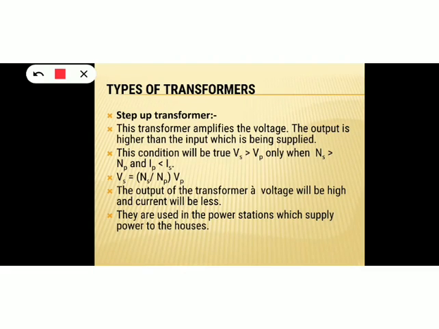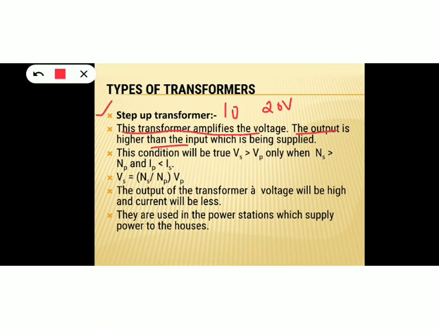Next we can discuss the types of transformers. There are mainly two types of transformers. One is the step-up transformer. Step up means this transformer increases or amplifies the voltage. That means if we give 10 volts at the input end, it will come out in an amplified form, that means as 20 volts at the output end of a step-up transformer. The output is always higher than the input which is being supplied.